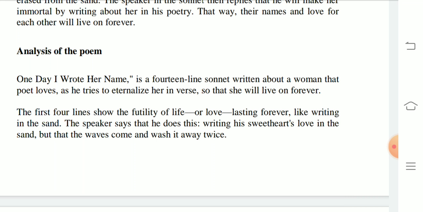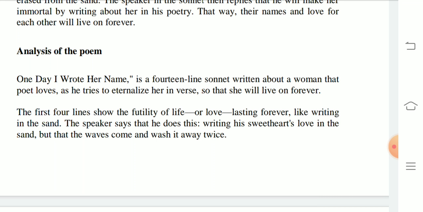Written about a woman that the poet loves, as he tries to immortalize her in verse so that she will live on forever. The first four lines show the futility of life, or love, or lasting forever, like writing in the sand.